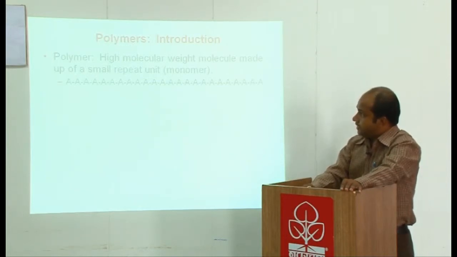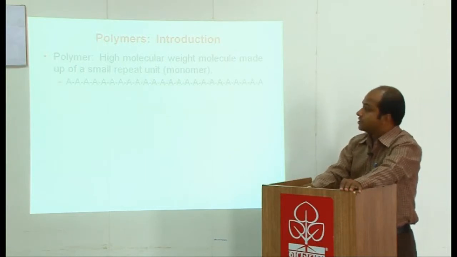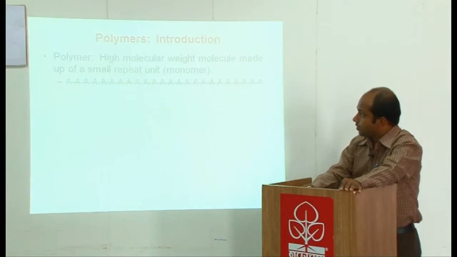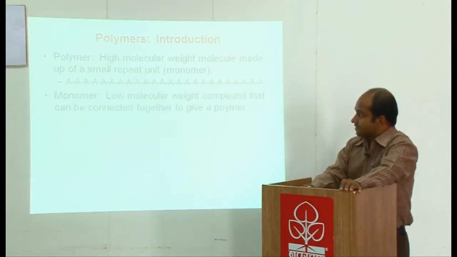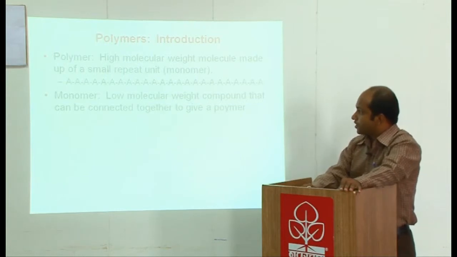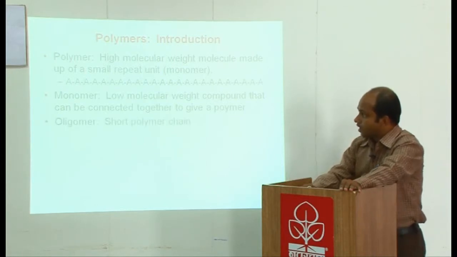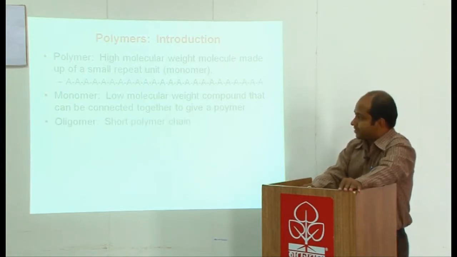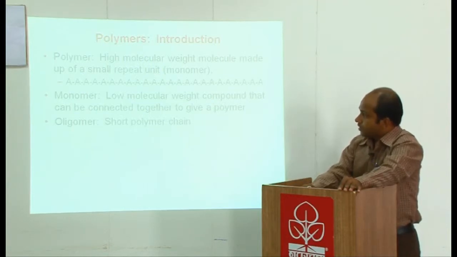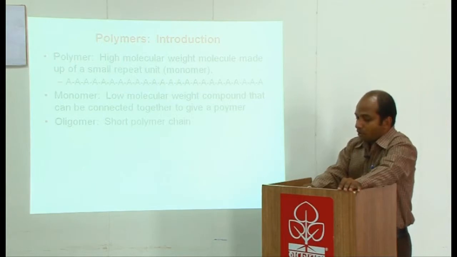So in this case, A is a small molecule which is getting repeated, so A is a monomer. So what are monomers as such? A monomer is a low molecular weight compound that can be connected via a covalent bond to result in a polymer. If you have very few monomers connected via covalent bonds, you have a low molecular weight polymer. This type of polymer is known as an oligomer because the polymer chain is shorter in this case.